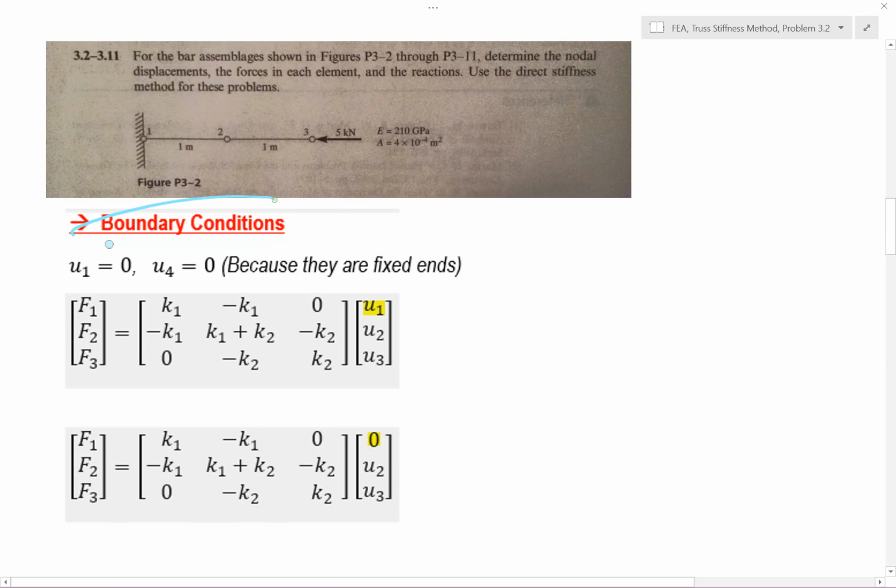Next thing we need to do is our boundary conditions. So what does that mean? Well, we look at this and we go, this is fixed to a wall. So it's 0 because it's a fixed end. So go ahead and put your values in there. Okay, we are done with our boundary conditions.